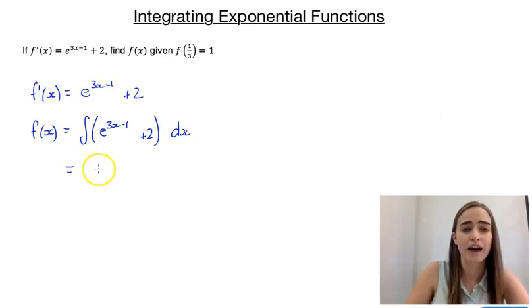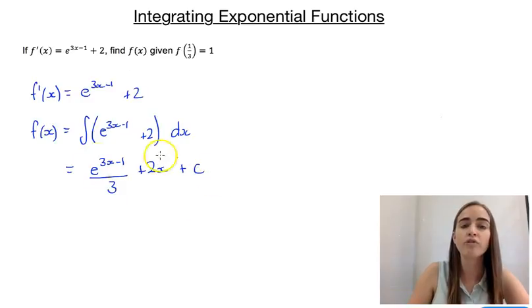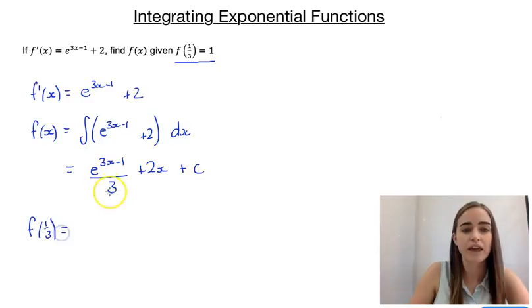So integrating this, we would have e to the 3x minus 1 over 3 plus 2x plus c. So this is a whole family of functions at the moment that would differentiate to give this. So we need to find the exact function, and we can do that using this extra piece of information. So we have f of 1/3 would be equal to, so we're going to substitute a third into this. So e to the power of 3 times a third is just 1, and 1 minus 1 is 0, so this whole numerator will just become 1. So we'll have 1/3 plus 2 times a third, which would be 2/3, plus c.